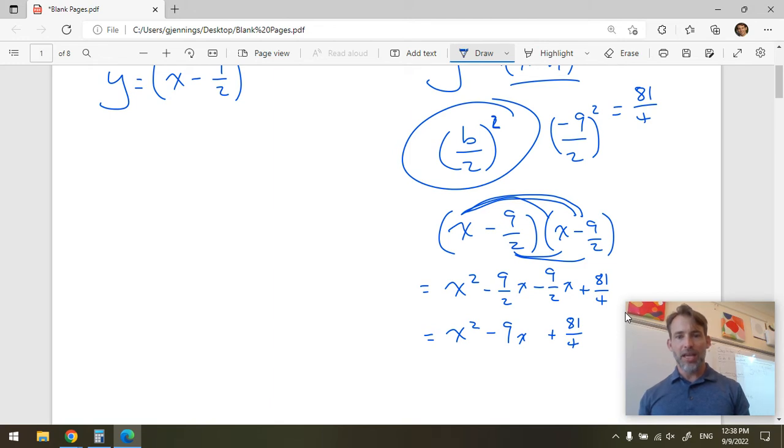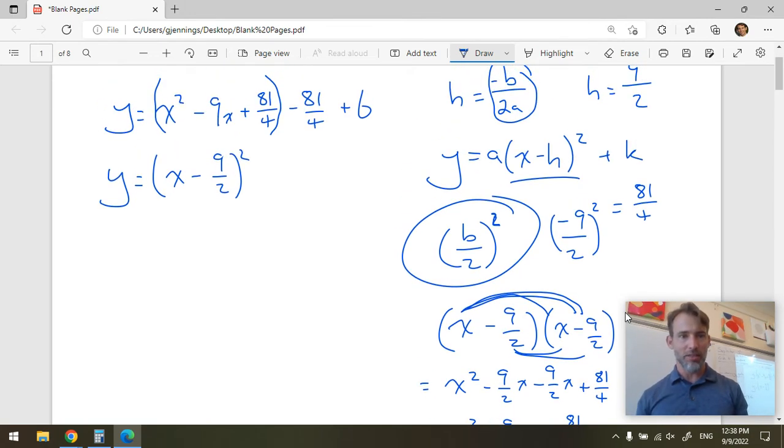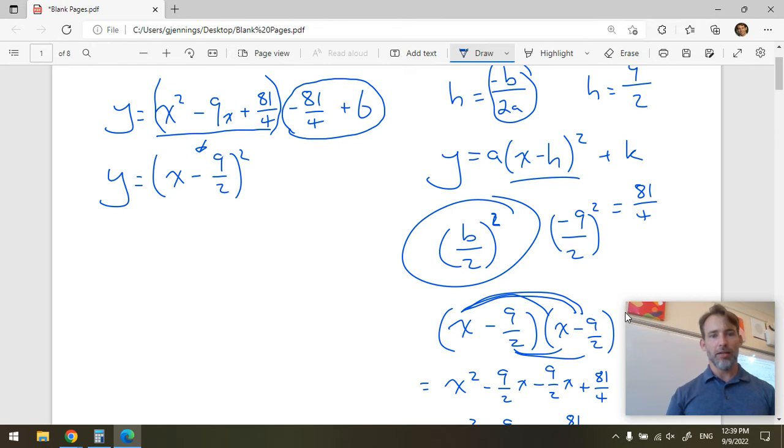Because when I take 9 halves and add them to 9 halves, I get 9 wholes. Or in this case, when I take away 9 halves and take away another 9 halves, I've actually taken away 9 wholes. So that's why that is the same. This here is the same as that. And then I have my k value over here, minus 81 over 4 plus 6. So let's do that.